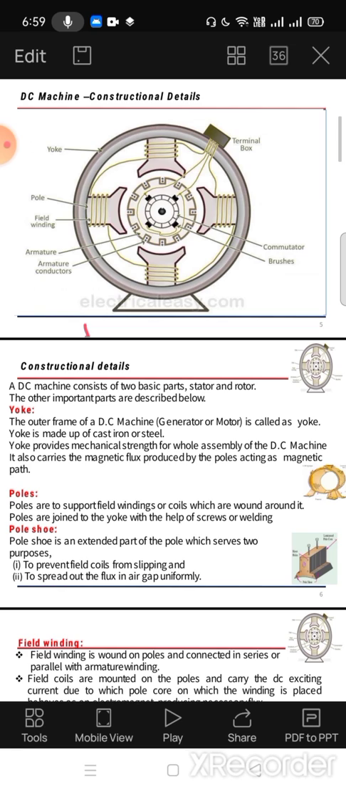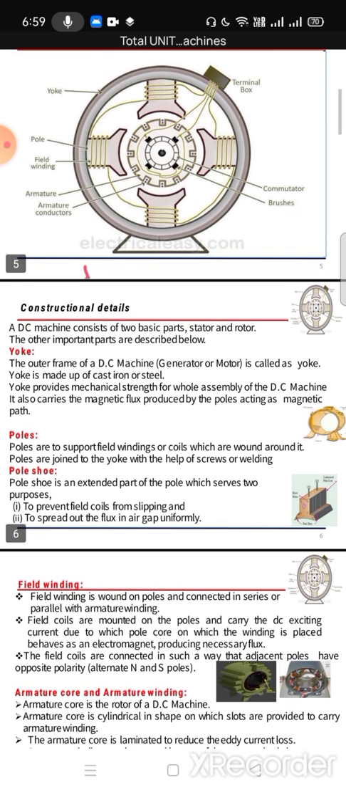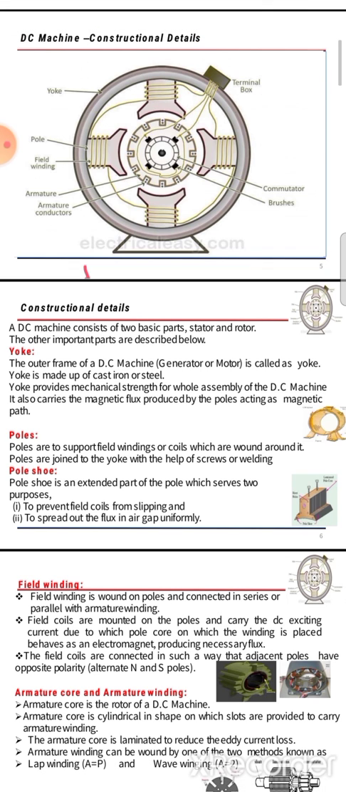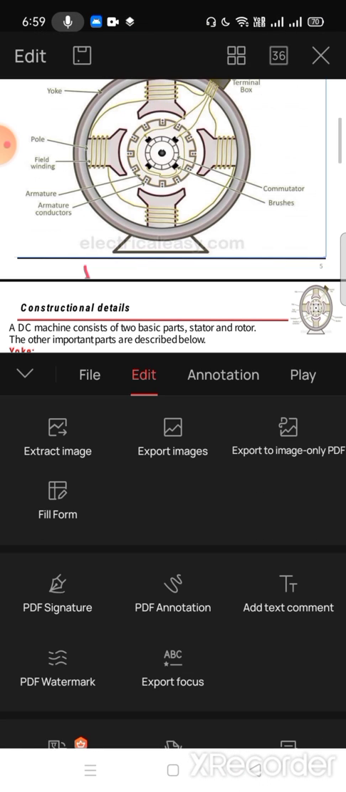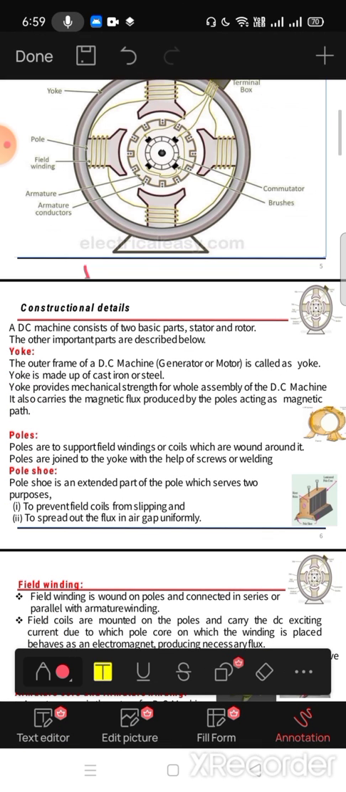Construction. A DC machine consists of two basic parts, stator and rotor. The other important parts are described as follows. The yoke: here, this is known as the yoke. The outer frame of a DC machine is called the yoke.